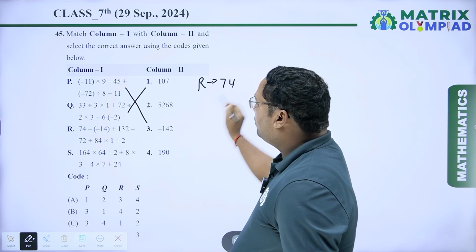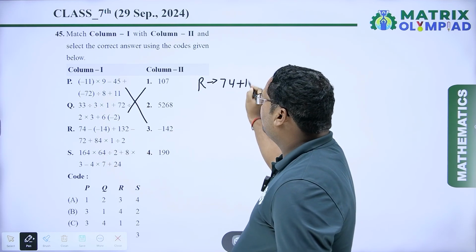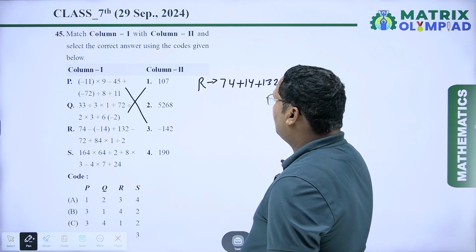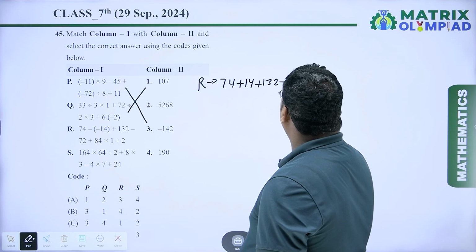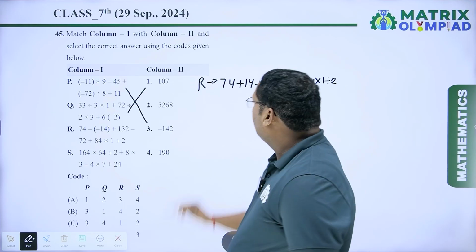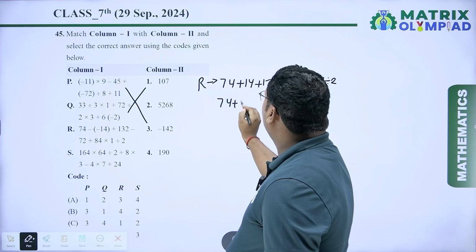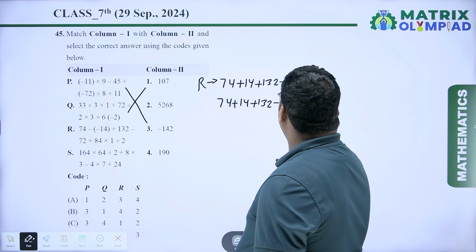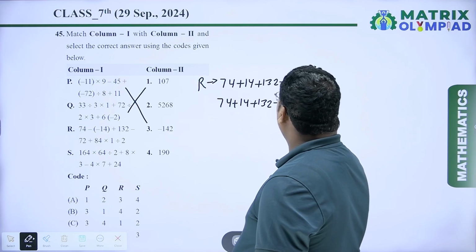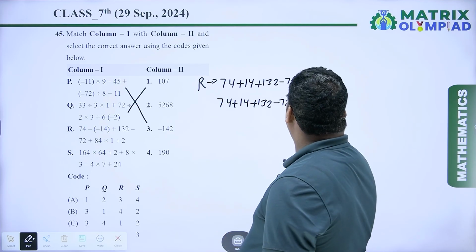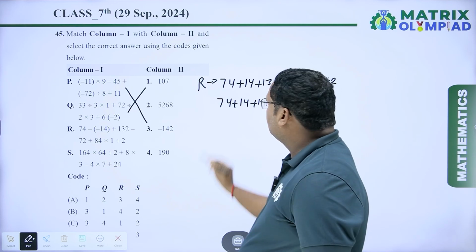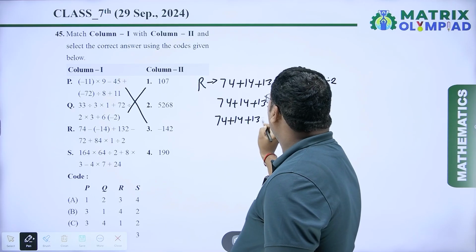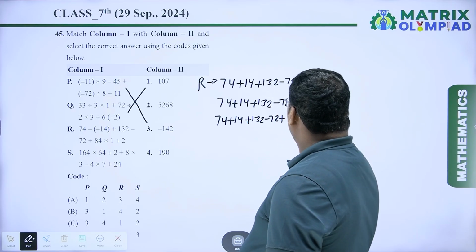It is 74 minus minus is plus. So it is plus 14 plus 132 minus 72 plus 84 into 1 divided by 2, right? So again it is 74 plus 14 plus 132 minus 72 plus 84. 1 divided by 2 is 0.5. So I have to write here 0.5. So it is 74 plus 14 plus 132 minus 72 plus 5.